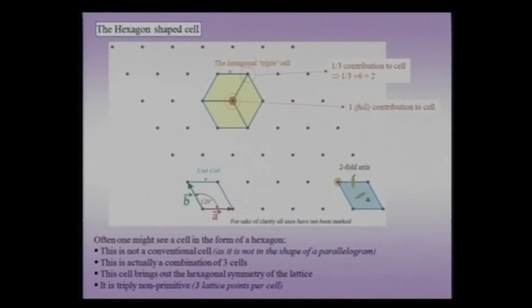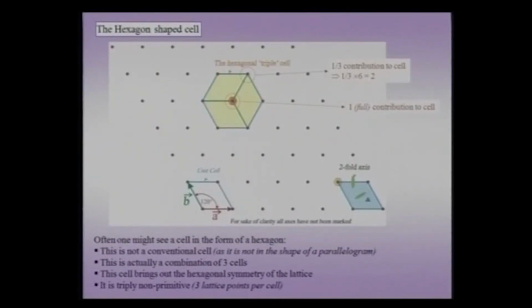We had also considered an alternate possibility in terms of the cell to describe this kind of hexagonal lattice, which was the hexagon shaped cell, and we had pointed out it is 3 times in area, 3 times in terms of its content of lattice points, and it is not the conventionally chosen unit cell to describe the hexagonal lattice. But there is a reason why we would sometimes want to consider such a triply non-primitive hexagonal cell, and the reason is that this brings out the definitive signature of the hexagonal lattice, which is nothing but the hexagonal symmetry.